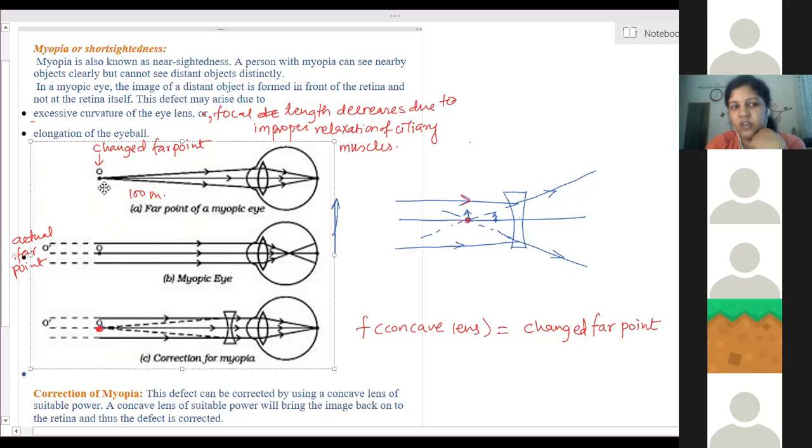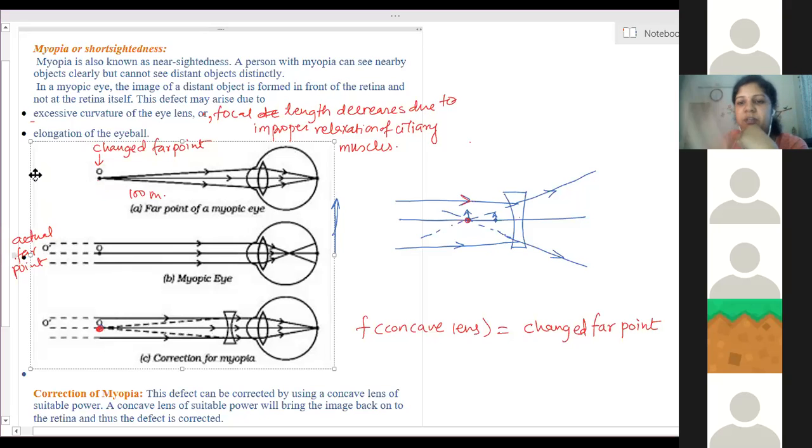Suppose this point is the changed position of the object. Anything between the lens and this O, anything present there, the person is able to see, because the rays from it fall on the lens and converge at this position, that is on the retina. The retina sends the information and processes it.